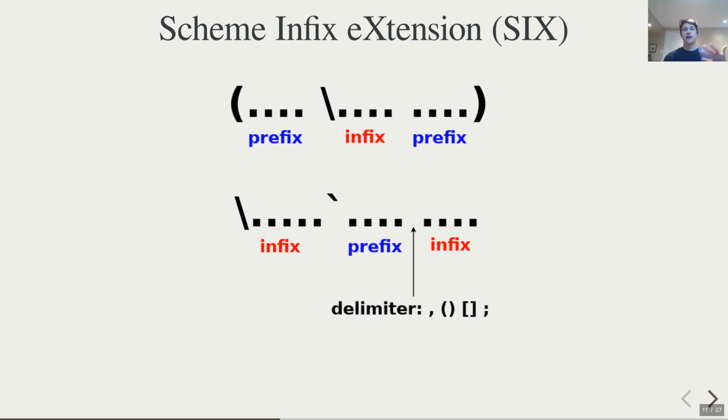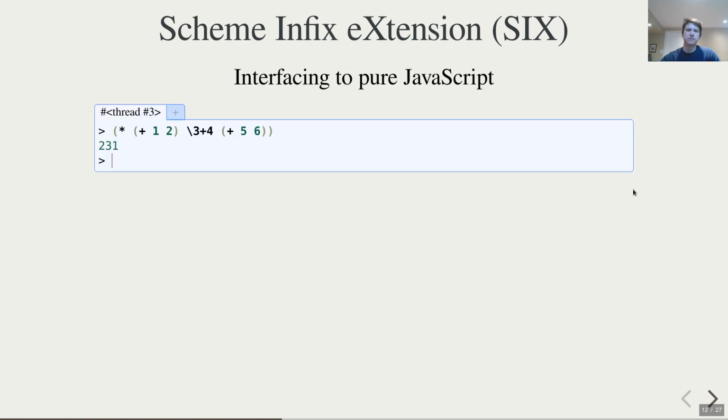So let's say we want to have a JavaScript expression inside of which we want to invoke Scheme. For this, we only need to use the backquote character in order to switch the reader back to the prefix reader. And then the same thing happens here. We have to use a delimiter. Any of these delimiters will work, and come back to an infix expression.